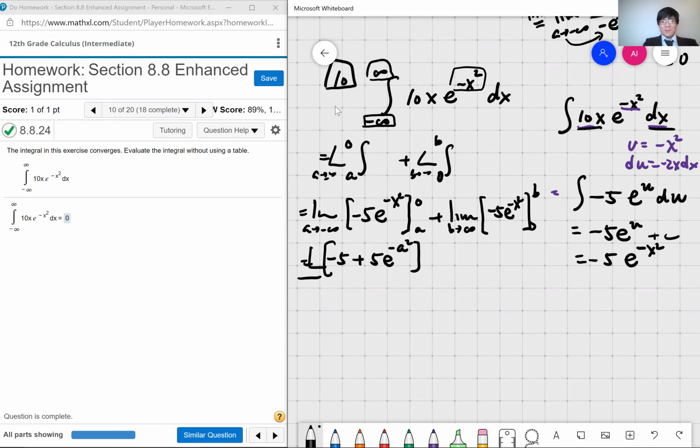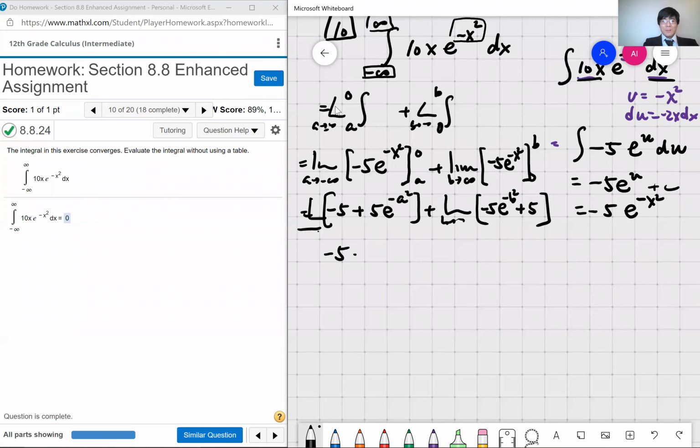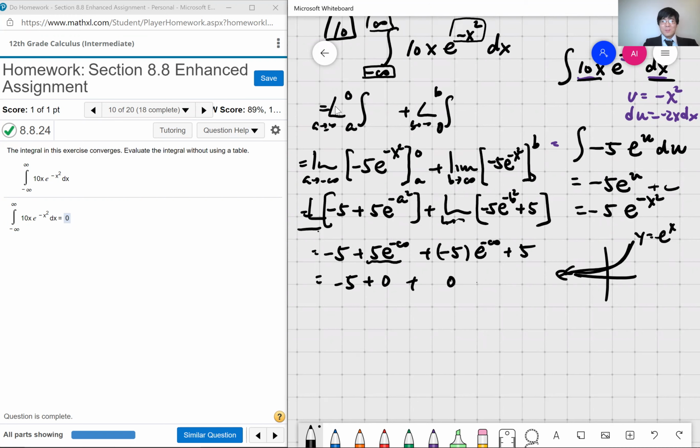And you're going to take a limit. Same thing here, plug in b, negative 5 e to the minus b squared, minus plug in 0. Now taking the limit, it's going to be negative 5 plus 5 e to the negative infinity, plus negative 5 e to the negative infinity, plus 5. e to the x is like this, so e to the negative infinity is approaching 0. This is going to be 0, this is going to be 0. So the answer will be 0.